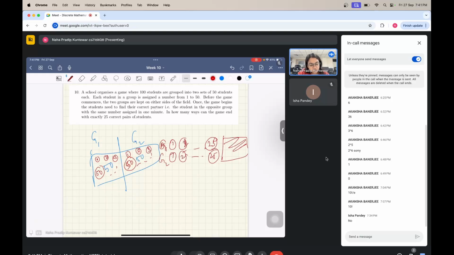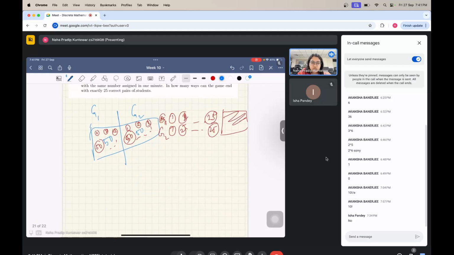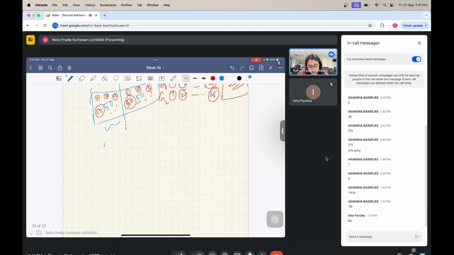Okay, so let's try to solve this similar to what we did earlier. You know that 25 of them are going to be correct pairs. So the question is for which 25 this is going to happen. There are 50 numbers. Out of them we are going to choose 25 which are going to be correctly mapped. It could be any set, say 25, 26, 27 and so on up to 50, but we're just looking for in how many ways you can find such a set.